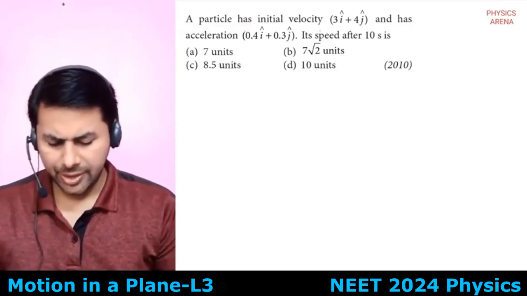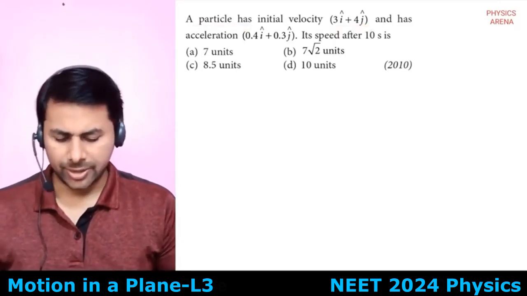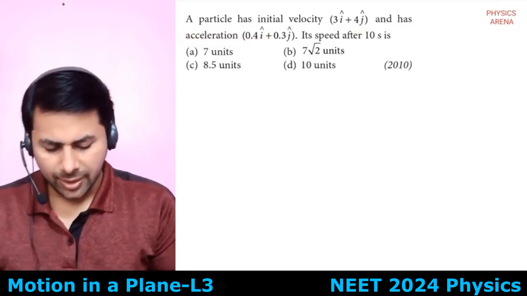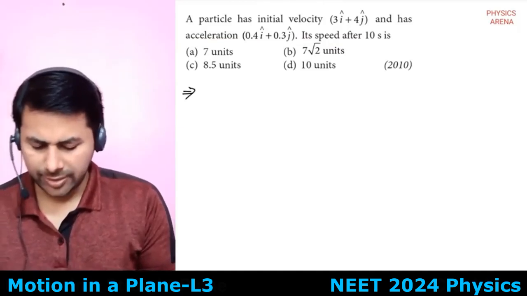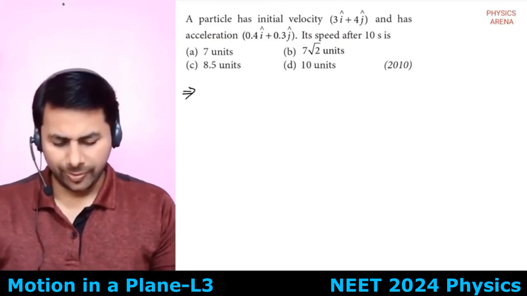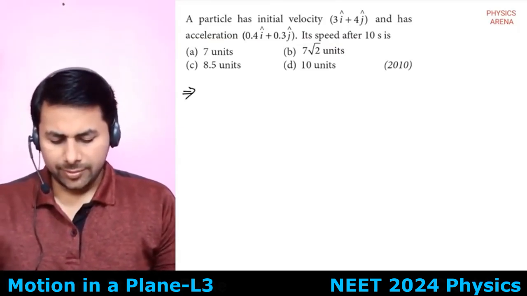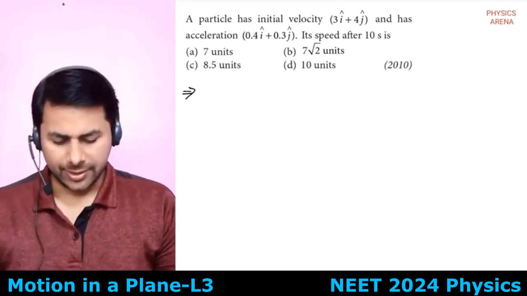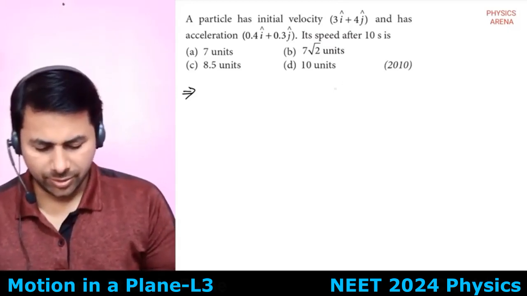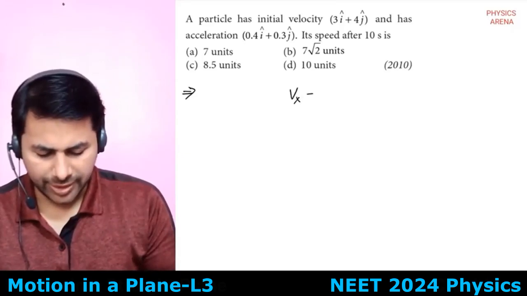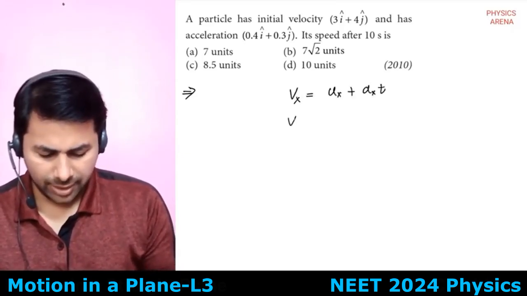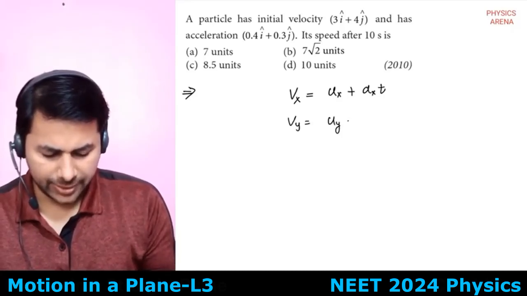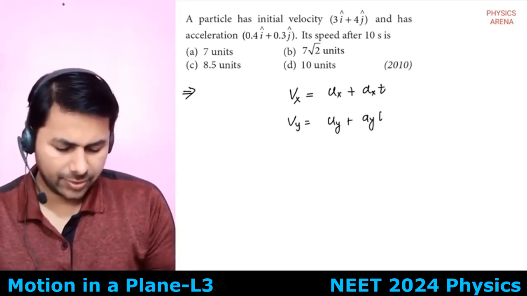A particle has initial velocity 3i plus 4j and acceleration is given. Its speed after 10 seconds is... This is a very, very simple question. V equals u plus at, and it has two components. So I can say Vx will be equal to ux plus ax into t, and Vy is uy plus ay into t.